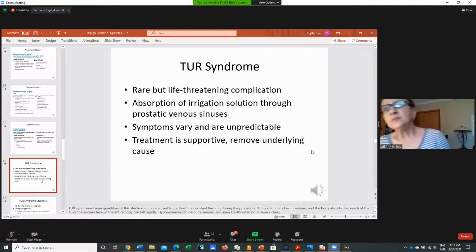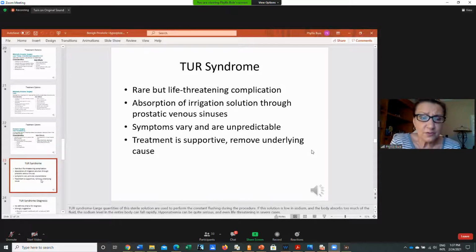So basically what happens is the irrigation solution is just absorbed. And, you know, if you've ever taken care of a TURP patient, after surgery, they also continue the bladder irrigations, because if not, and they have bleeding in there, they're going to clot off and they're not going to be able to void. So that's going to be a problem.